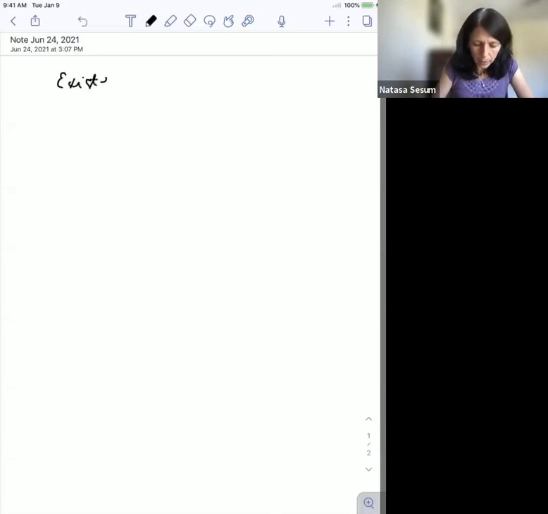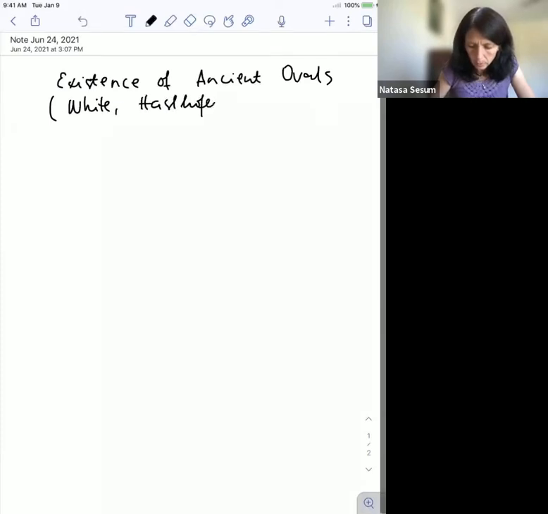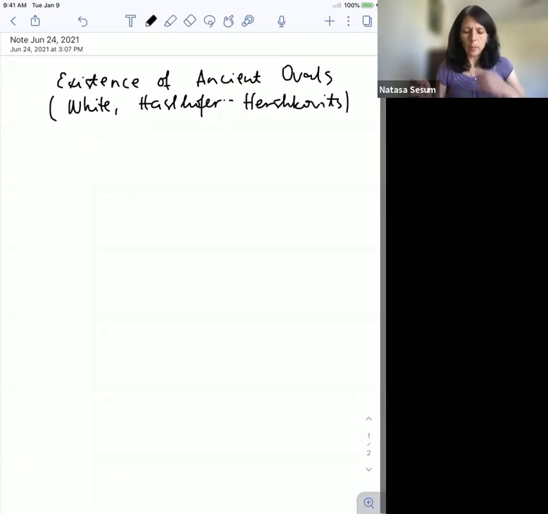So here, I'm going to tell you about the existence of ancient ovals. This is the result due to Brown, White and Haslhofer, Hershkovits, independently, who gave more details about the construction. As you will see, the solution is not given by an explicit formula, but it is just a constructive way of proving its existence, right?